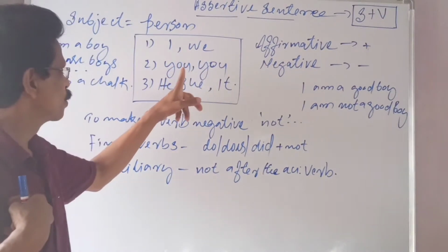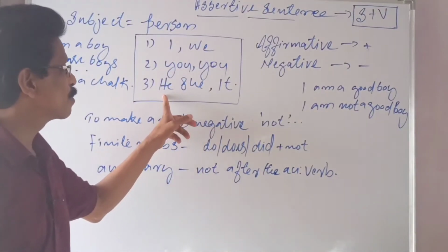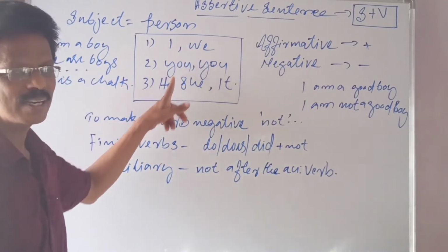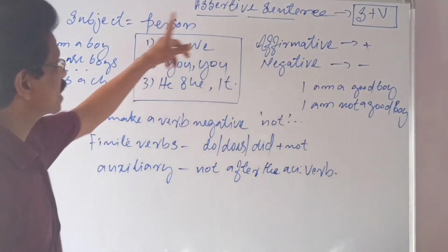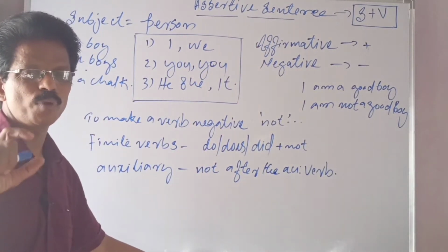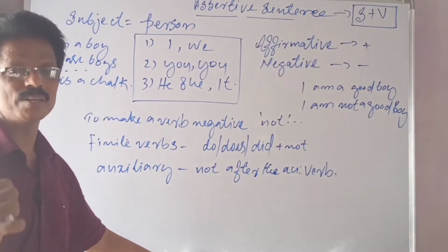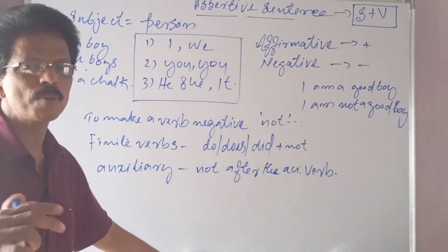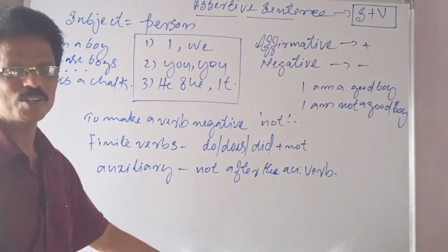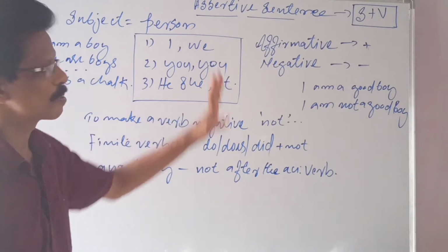Okay now? And plural, I, we. Is it not so? You are a boy, you are all boys. He is a boy, they are all boys. Okay now? First person, second person, third person. Yes, subject plus verb. Verb means V1, V2, V3. If it is present, you have to use V1, past V2, future shall or will plus verb. You see, I go, I went, I shall go. Is it not so? He goes, he went, he will go. That is subject plus verb.